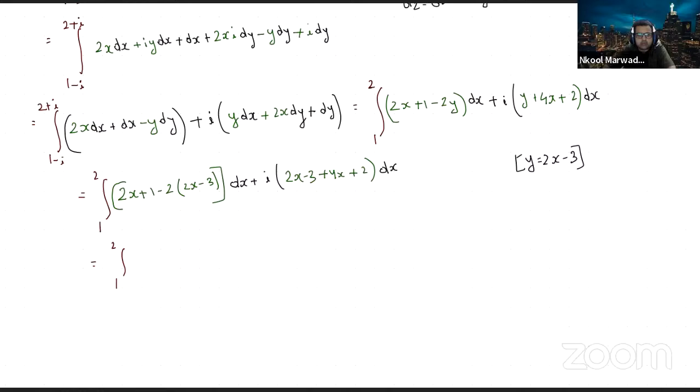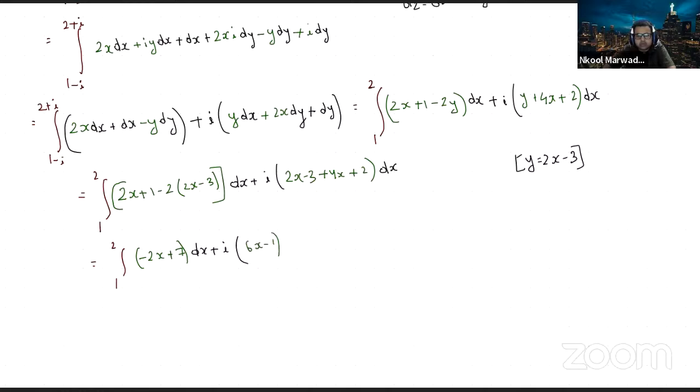So minus 4 plus 2, so minus 2x. That is right. And it is minus 6 plus 1. Minus minus it will be plus, 7. That is right. So minus 2x plus 7 dx. And then i, 6x minus 1 dx.